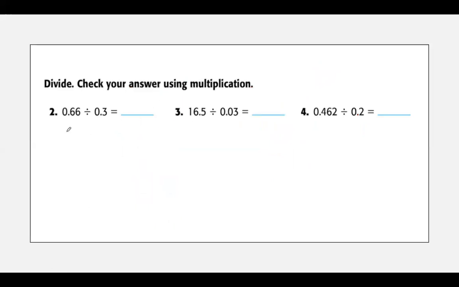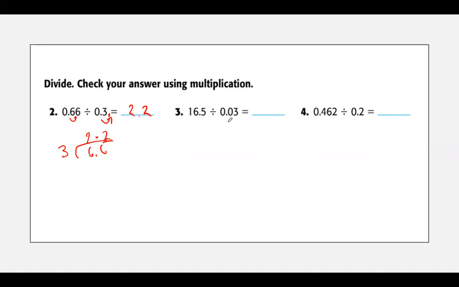Okay, so number 2, I have 66 hundredths divided by 3/10. Now I want to make these whole numbers. The divisor a whole number. So I'm going to move my decimal point over one place here. What I do to one side, I have to do to the other. I'm going to move it one place here. So my new equation is 6 and 6/10 divided by 3. Well, this one is really easy. How many times does 3 go into 6? 2 times. How many times does 3 go into 6? 2 times. My answer is 2 and 2/10.